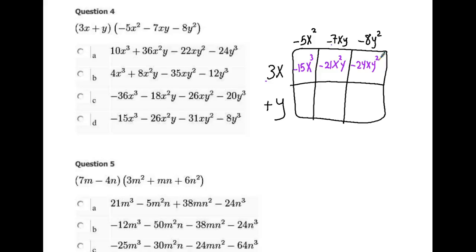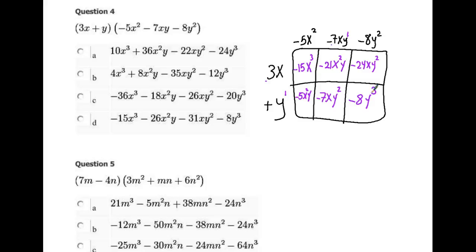Okay, then let's do the y. y times negative 5x squared is negative 5x squared y. y times negative 7xy is negative 7xy squared, because we added the powers. This is power 1, this is power 1, there's 2. And y times negative 8y squared is negative 8y cubed.